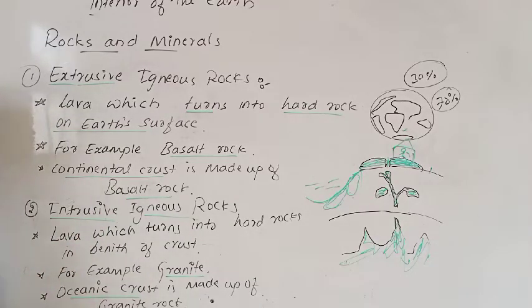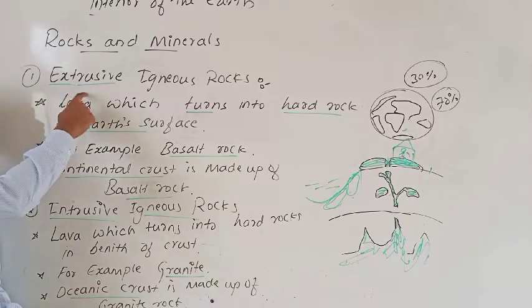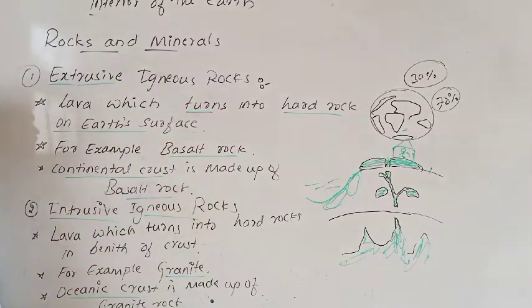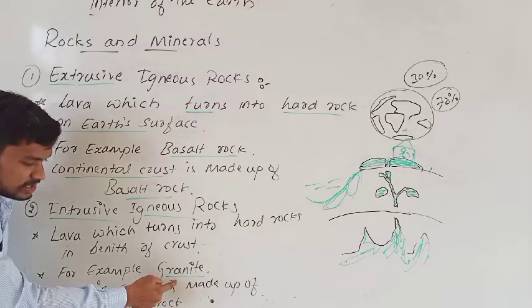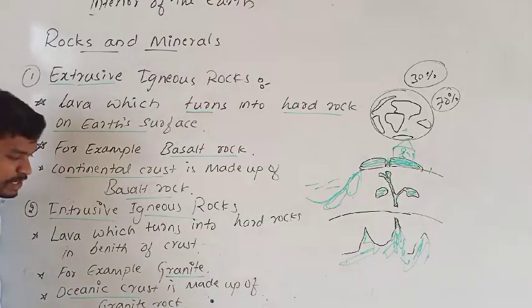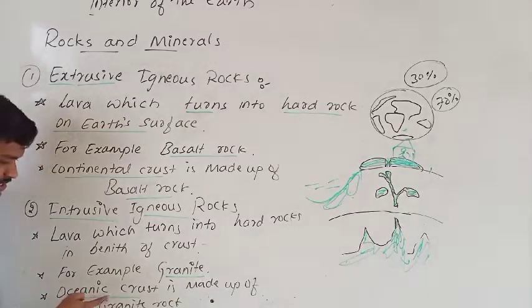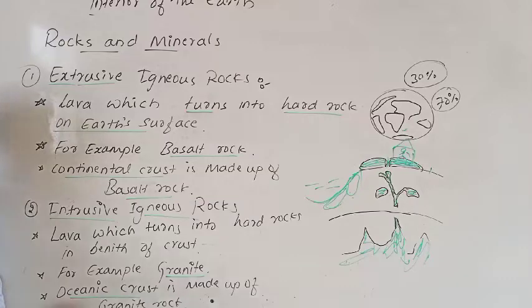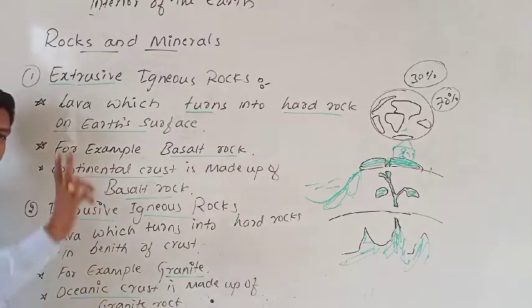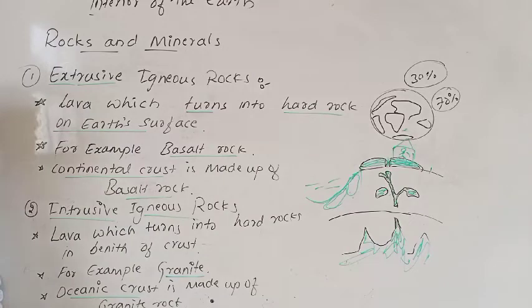It's interesting. For example, our continents, countries and islands are made up of extrusive rock like basalt. Basalt is the name of an igneous rock, an extrusive igneous rock. Inside the Earth, the bottom of the ocean is made up of granite. That means the oceanic crust is made up of granite. That's about igneous rock, one type. You should remember the names of these types of rocks: igneous rock, sedimentary rocks, then metamorphic rocks. Is that clear? Have you written? Okay, go to the next type of rock.